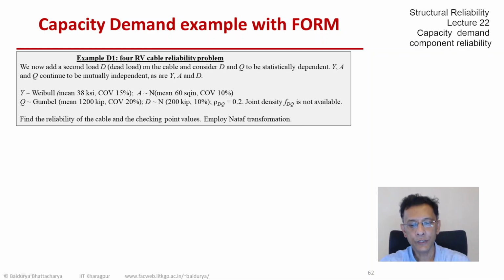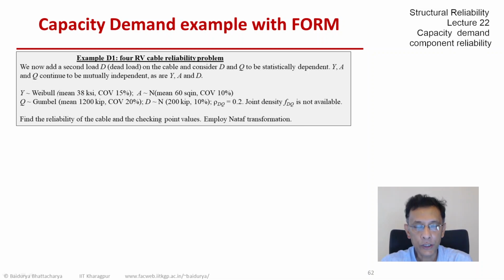Okay, so as you see, we have added a 4th random variable, a dead load, in addition to the yield strength of the cable, the cross-sectional area of the cable, the live load Q, and a dead load D, the 4th one, the new one now. Y, A, and Q, they are distributed as before. D is normal, but importantly, and that is the twist, D and Q are dependent. And the dependence information is not complete.